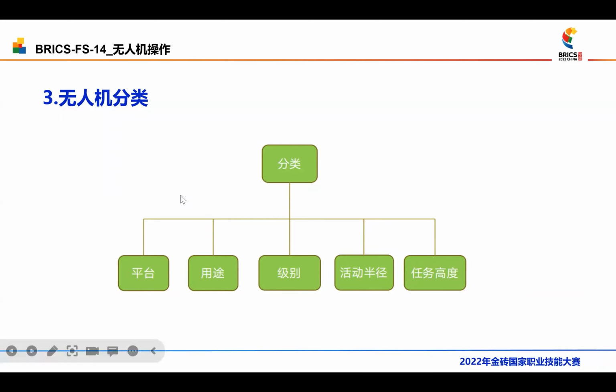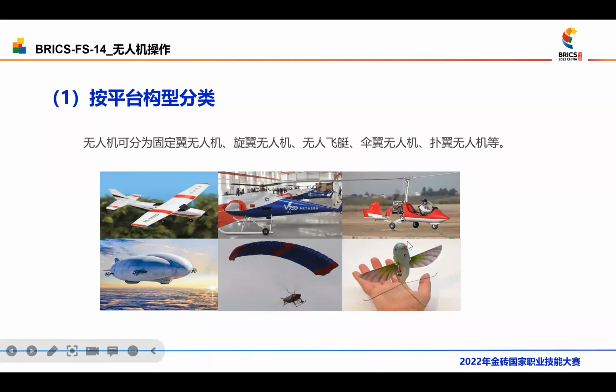Let's have a look at the classification of UAV. It can be divided into five types.